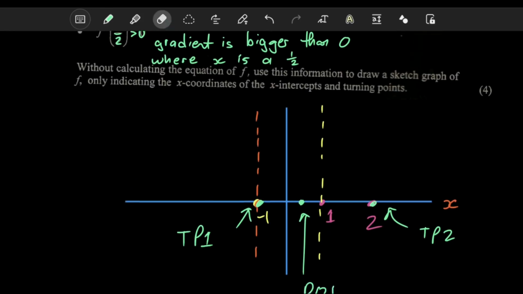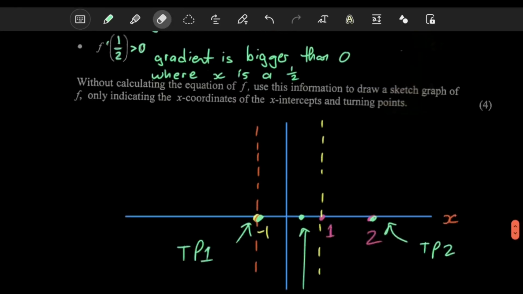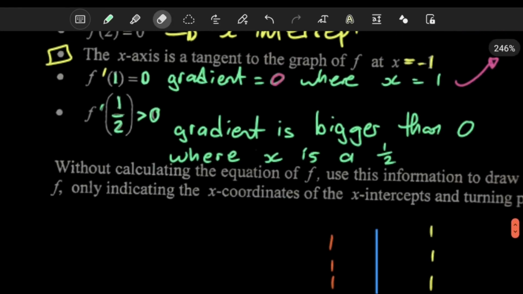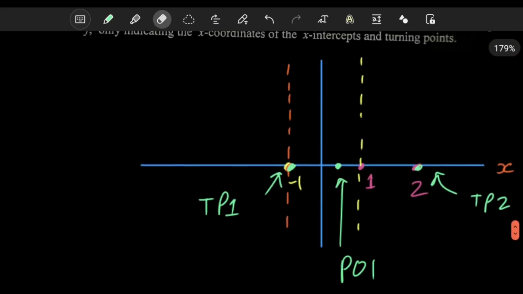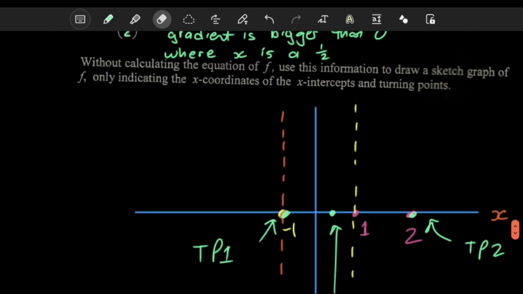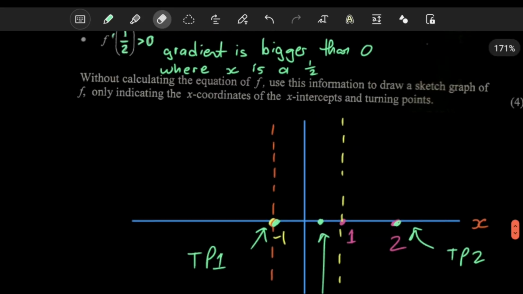So that being said, we've gotten our point of inflection, right? They said here the gradient is bigger than 0 where x is a half, because this represents gradient. If you throw x equals a half into the gradient equation, the gradient there is a number that is bigger than 0. So in terms of your shape, that gives us an idea of whether our graph is a negative cubic function or a positive cubic function.